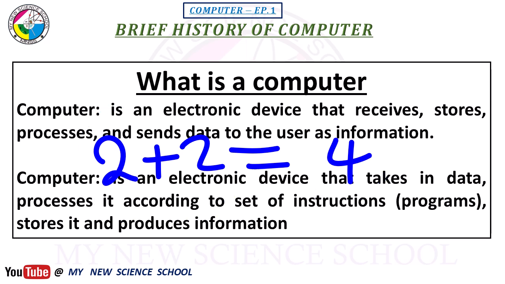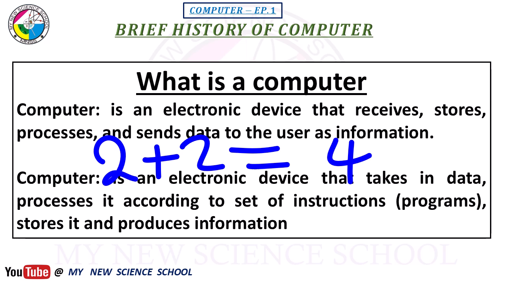And according to the second definition, we say that computer processes data based on or according to the instruction or program given to the computer. So now we have gotten this 4 as the final product of these 2, because we asked the computer to add the 2 numbers. So this addition is instruction you have given to the computer.